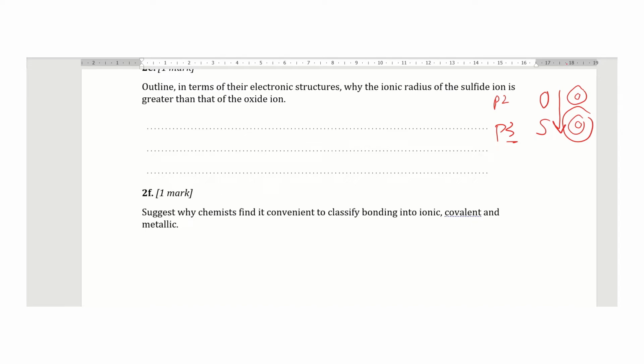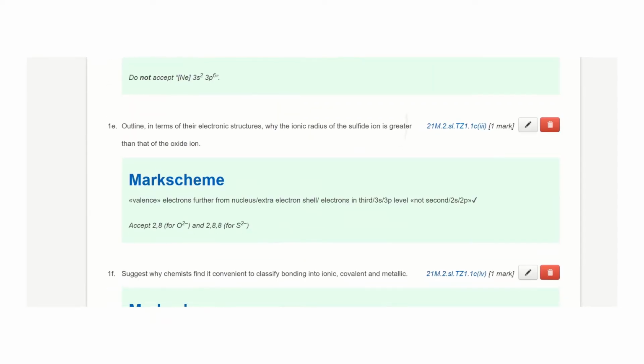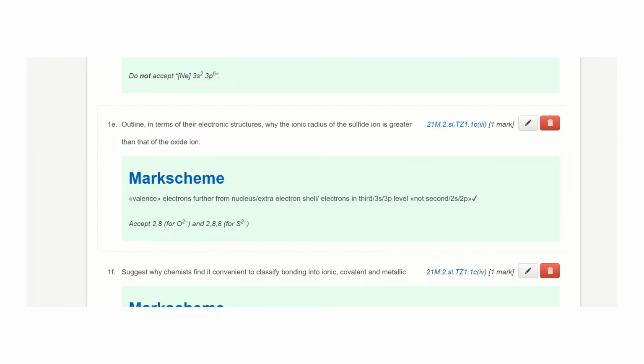So here, why is the ionic radius of the sulfide ion greater than that of the oxide ion? There are different ways to approach it. I would approach it in the sense that it has more shells, okay? So I have more electrons, and the electrons would basically want to spread out, which makes the size even bigger. If we go to the mark scheme for that one, you'll see that it tells you that the valence electrons are further from the nucleus, or that you have an extra electron shell, or that the electrons are in the third shell, 3s, 3p, not in the second, as in the oxygen.